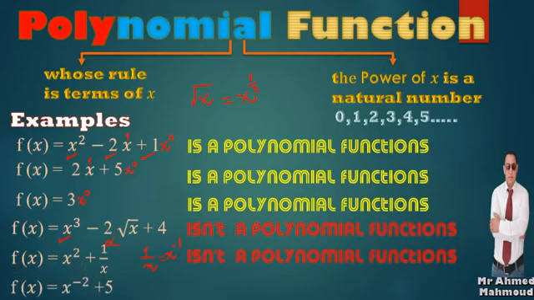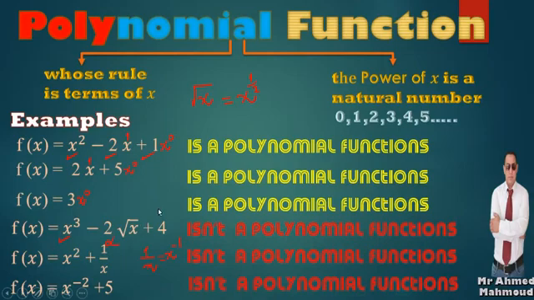Another example. Here we have x power negative 2. It's not a natural power, then it is not a polynomial function. Finally, we can say that the polynomial function is a rule in terms of x, and the power of x must be a natural power. Okay, then the first 3 examples are polynomial functions, and I explained why they are polynomial functions, and the last 3 are not polynomial functions.